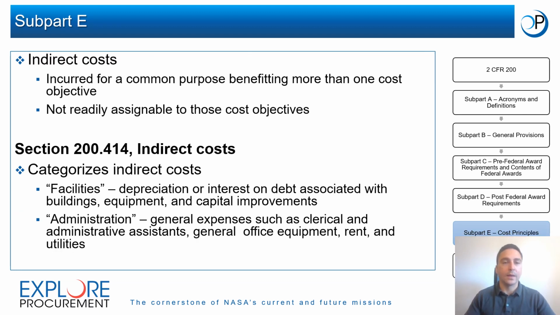Indirect costs are defined as costs incurred for a common or joint purpose benefiting more than one cost objective and not readily assignable to the cost objective specifically benefited. Per section 200.414, indirect costs can be categorized as either facilities or administration costs. Facilities costs include depreciation or interest on debt associated with buildings, equipment, and capital improvements. Administration costs include general expenses such as clerical and administrative assistance, general office equipment, rent, and utilities.